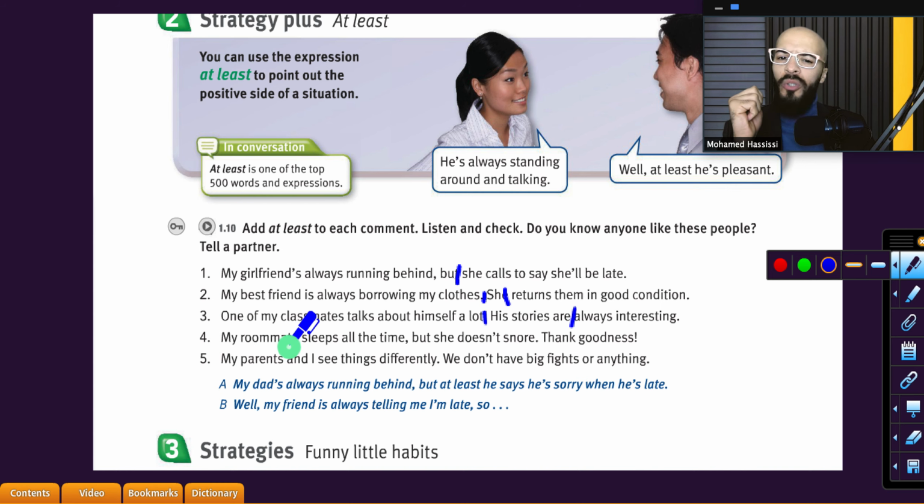My roommate sleeps all the time, but at least she doesn't snore, thank goodness. Now, you should remember that if you're using but, use at least right after but. And you say, but at least she doesn't snore. Okay? My parents and I see things differently. We don't have big fights or anything. Where do you think we might put at least? Right in the beginning of the sentence. My parents and I see things differently. Each of us has their own perspective. At least we don't have big fights or anything.